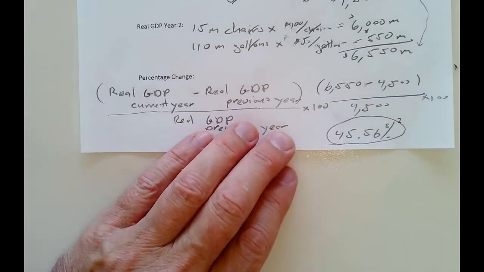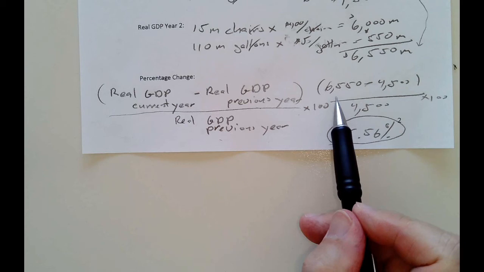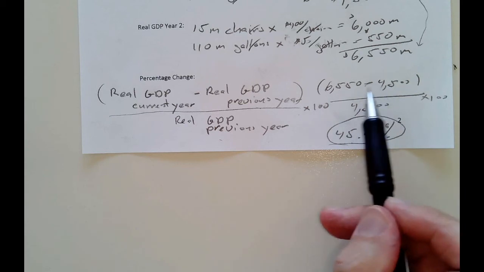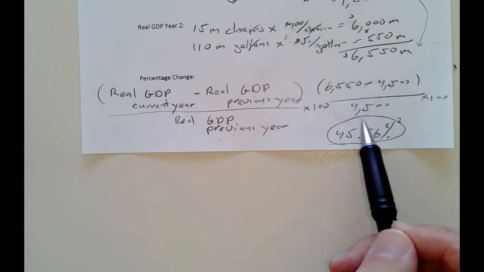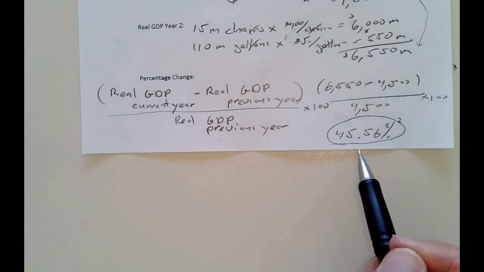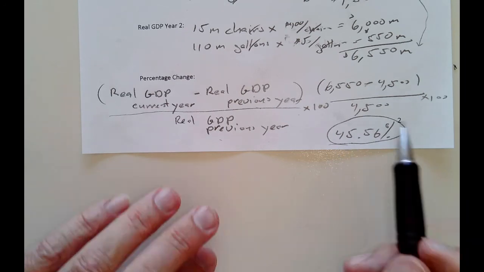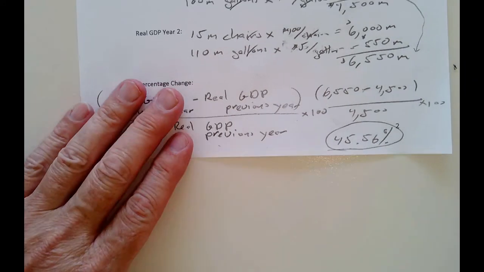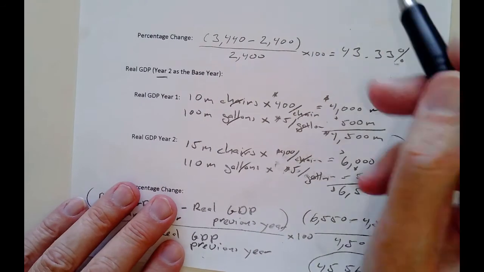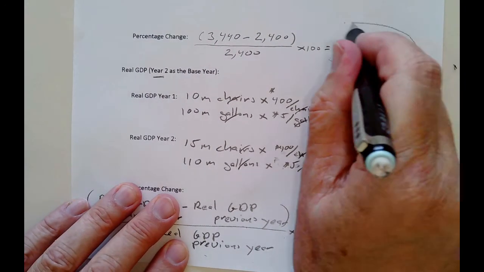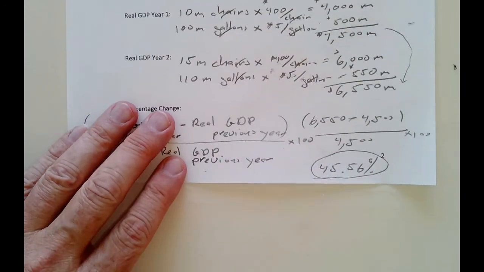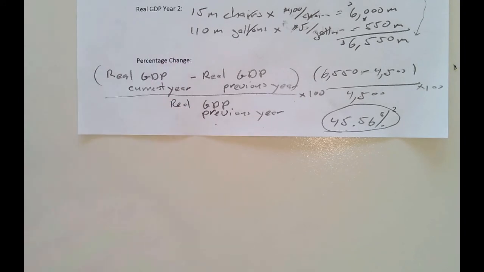So this minus that will give you the difference. Divide that by 4,500 times 100. If I did my math correct, that should be 45.56%. And so we have two different numbers here for percent change in real GDP, which creates a problem. You may ask which one is correct, and the answer is they both are correct. So now the question becomes which one do we use? And the answer is we can use either one.